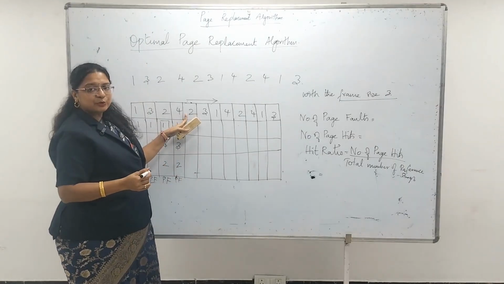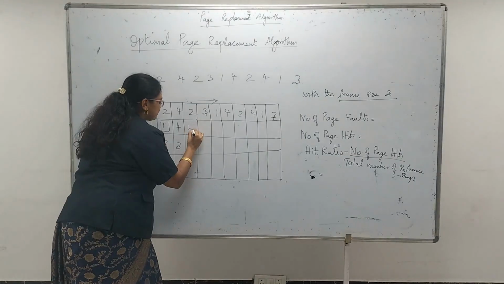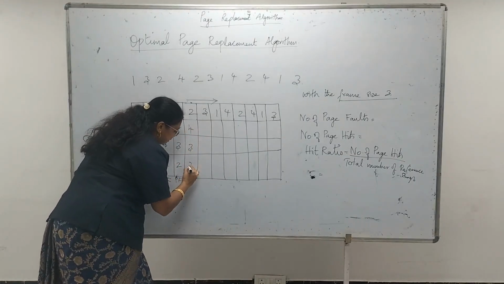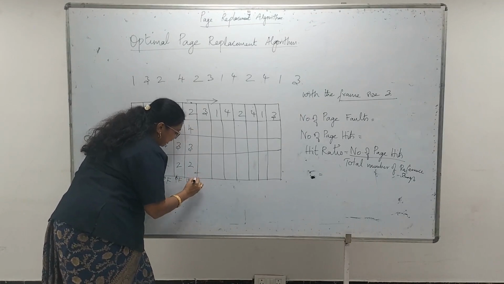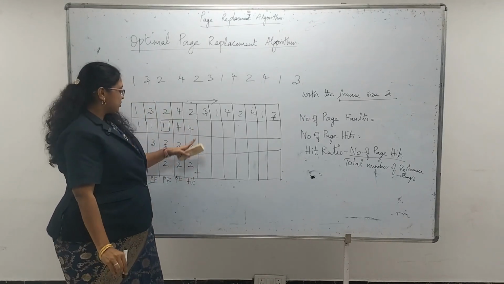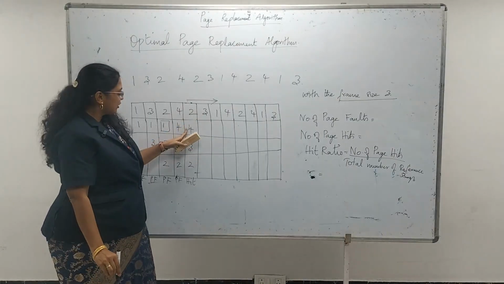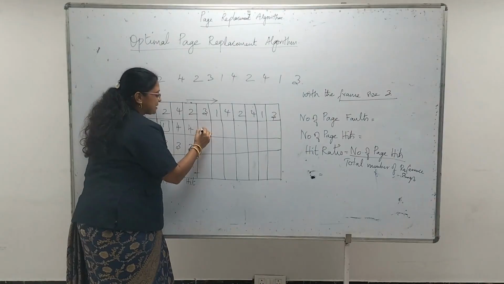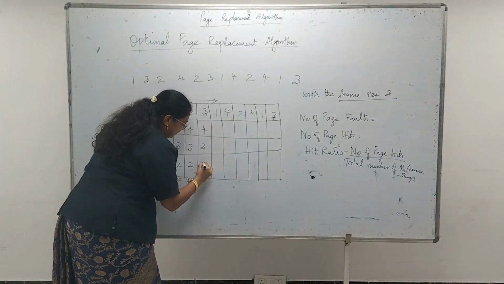Now we have checked whether 2 is present in your frame or not. So 4, 3 and then 2. 2 is already present, so that is your page hit. Now we are going to check 3 is present here or not. So 4, 3, 2. 3 is already present here, so that is also your hit.